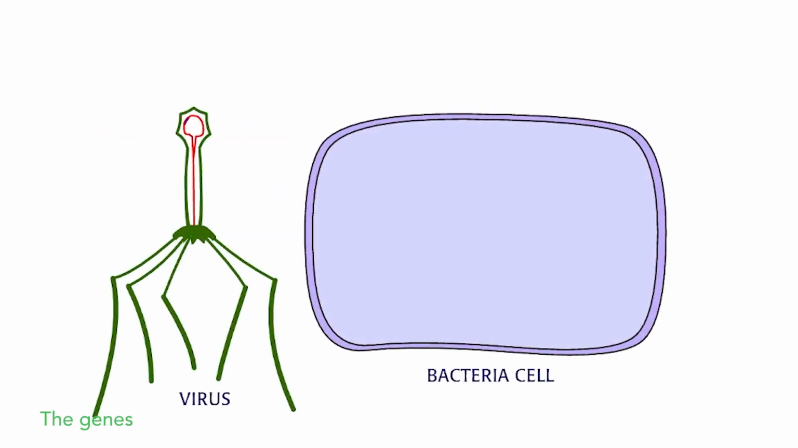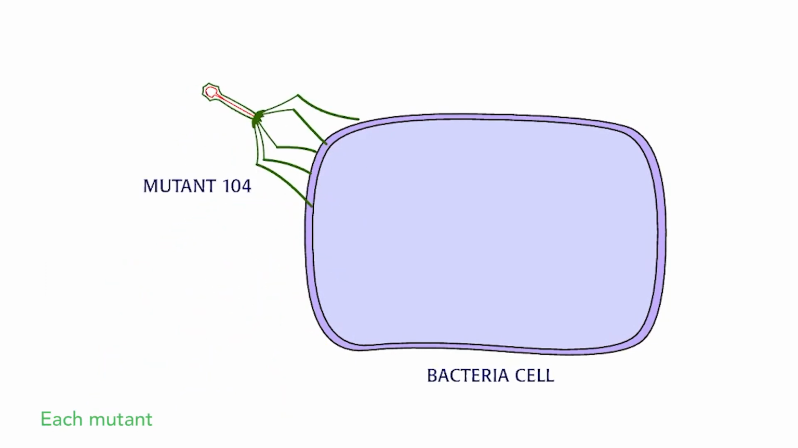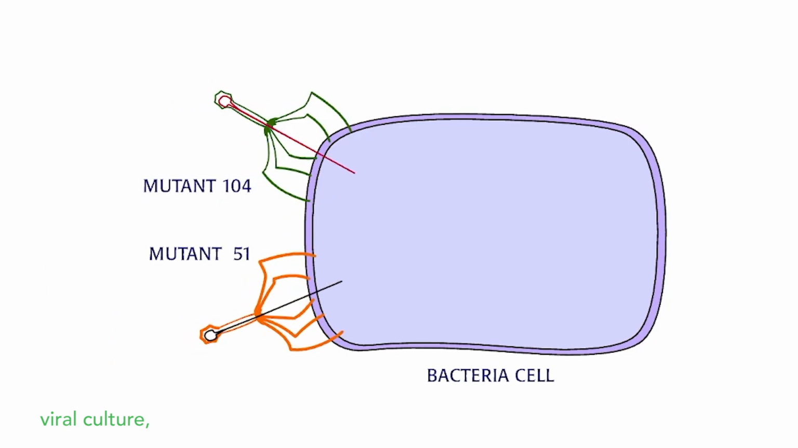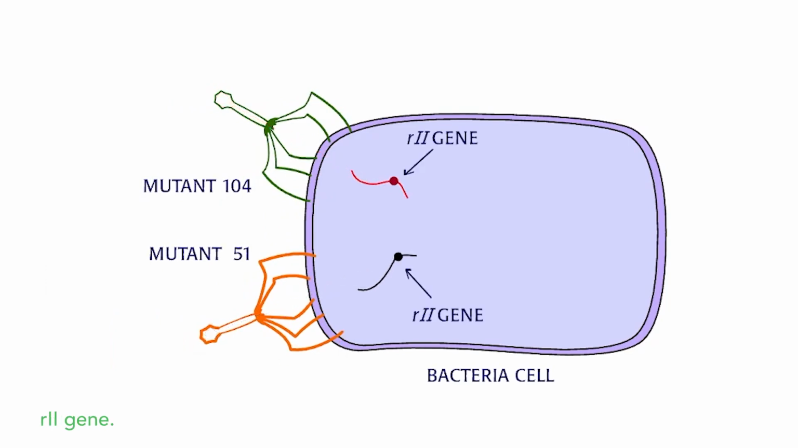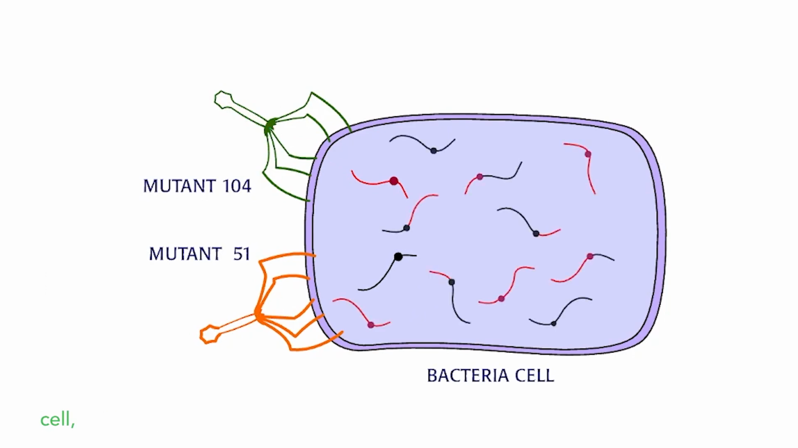Benzer demonstrated the gene's divisibility by crossing different virus mutants. Each mutant came from a different viral culture, but all had a defective R2 gene. After both mutants inject their DNA into a bacteria cell, some DNA from mutant number 104 crosses over with DNA from mutant 51, and the bacterium replicates the viral DNA.